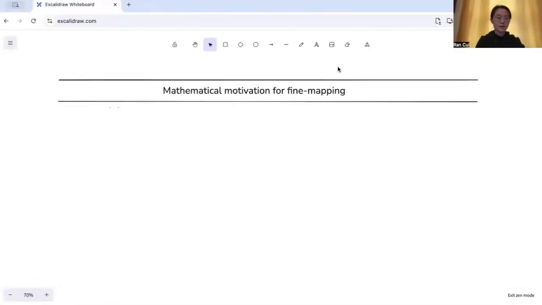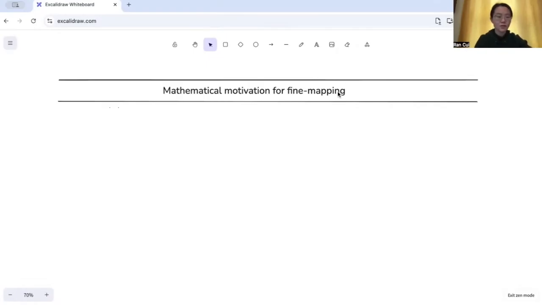Hello, everybody. In today's video, I am planning on covering some mathematical details for fine mapping. You're not required to know this for the subsequent videos, but I do recommend listening to this video and trying to understand, because I feel like if I understand the mathematics behind some methods, I can use them better and I can interpret them better.